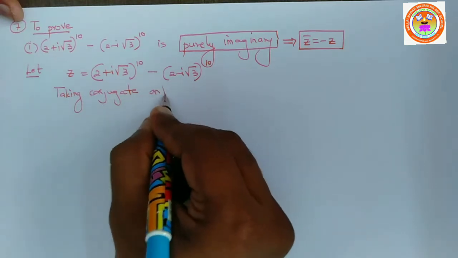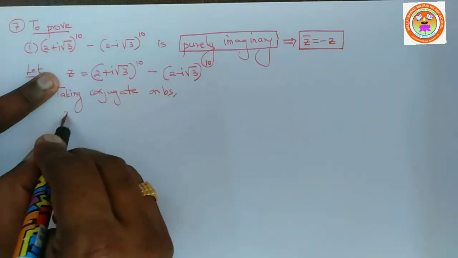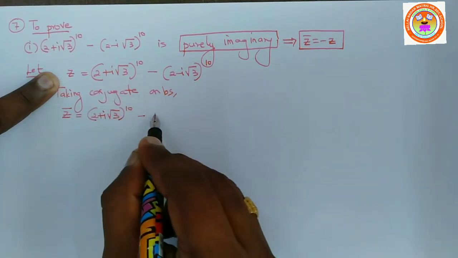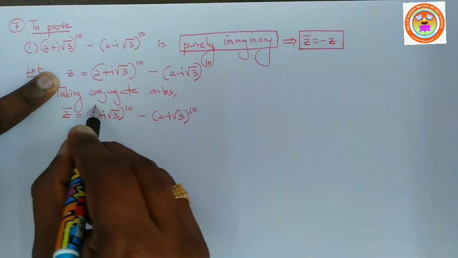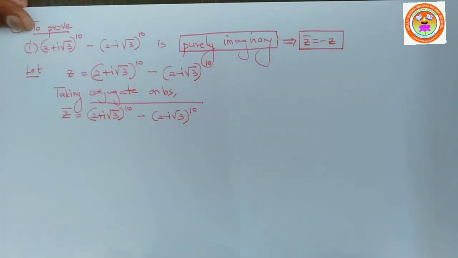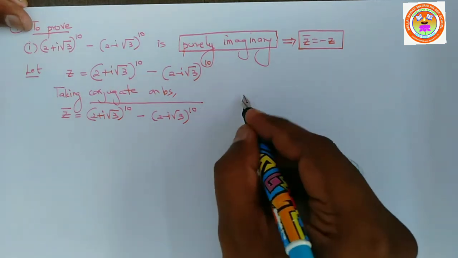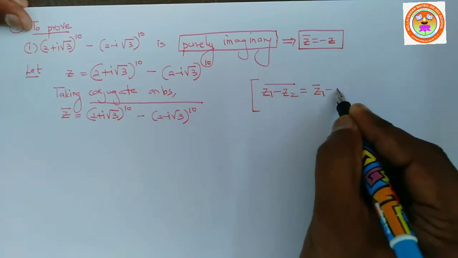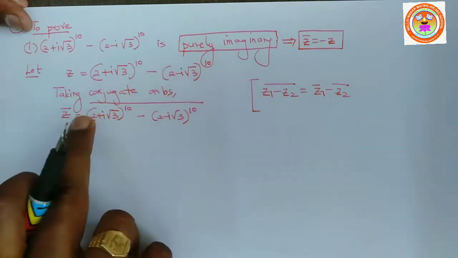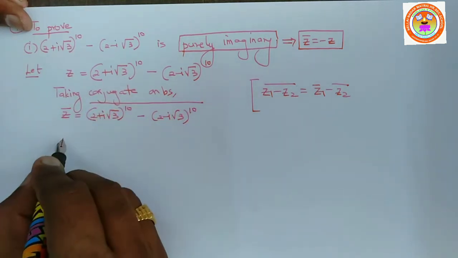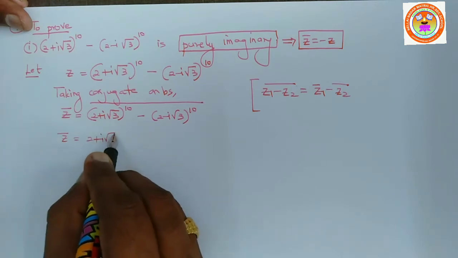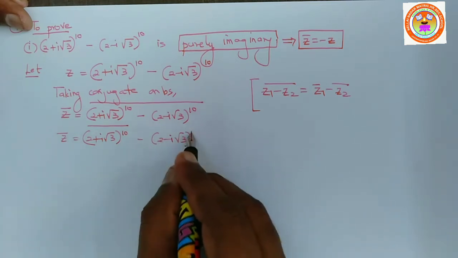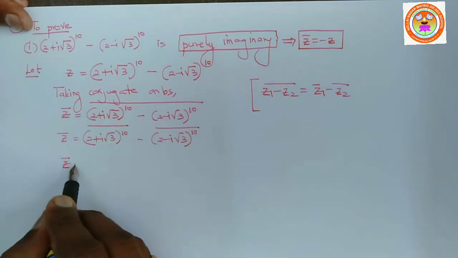Take the left hand side conjugate, z bar, and this is also the bar of (2 plus i root 3) whole power 10 minus (2 minus i root 3) whole power 10. Taking bar on both sides is a must. You know the one property: the bar of z1 minus z2 we can write as z1 bar minus z2 bar. So I am going to separate the bar for z1 and z2. So z bar is equal to (2 plus i root 3) whole power 10 bar minus (2 minus i root 3) whole power 10 bar.